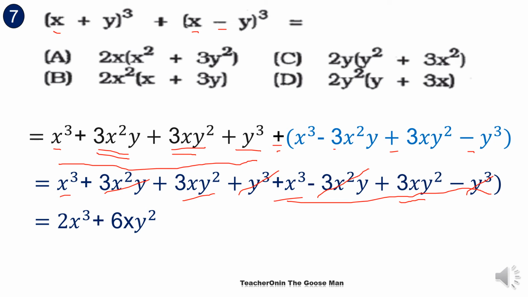Now take note, we will factor this one using the greatest common factor, and the greatest common factor is 2, and the variable is x. So factor it out. So we have here 2x times the quantity x squared plus 3y squared, because if we divide 2x cubed by 2x, it will result to x squared, while 6xy squared divided by 2x will result to 3y squared. So the final answer is letter A.